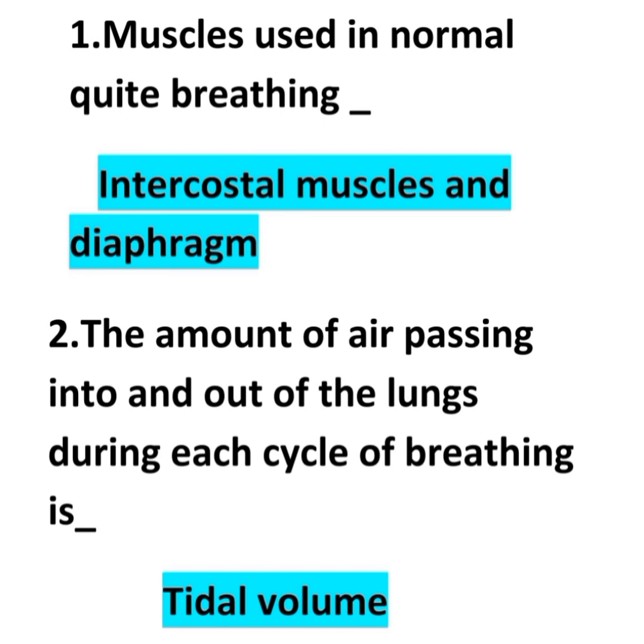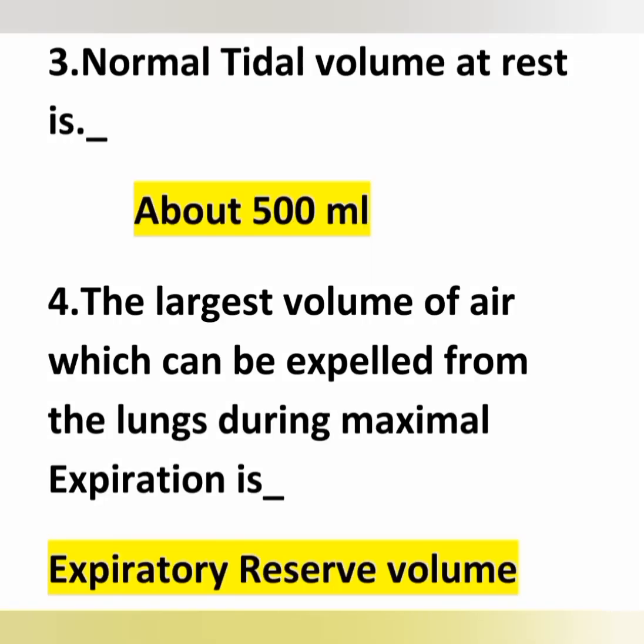And the next point, the amount of air passing into and out of the lungs during each cycle of breathing is called tidal volume. That is, the amount of air passing in and out of the lungs is called tidal volume. And the next point, normal tidal volume at rest is about 500 ml.